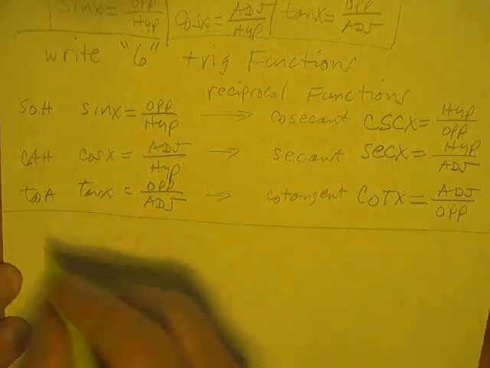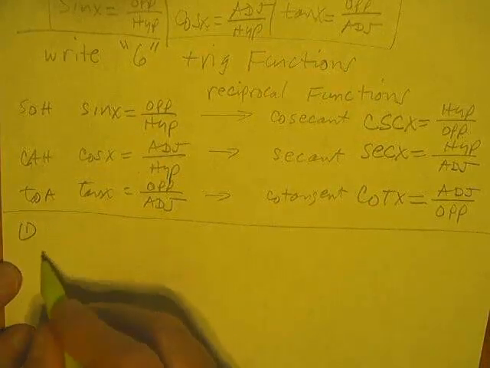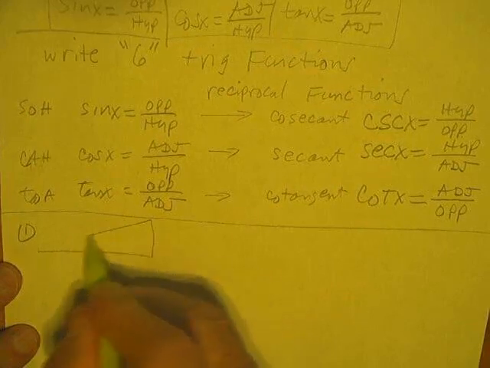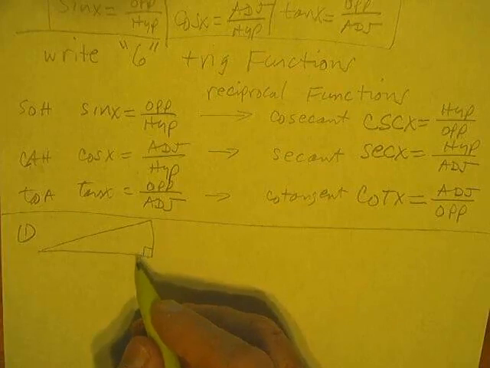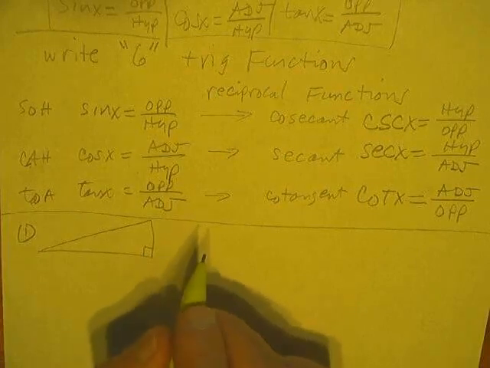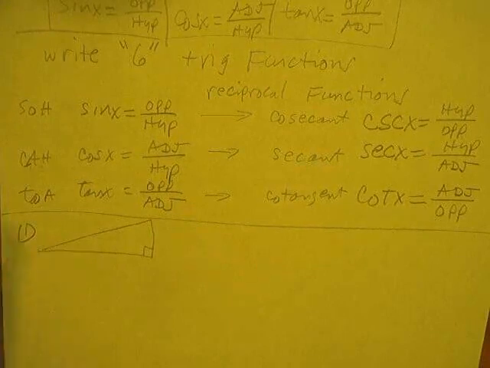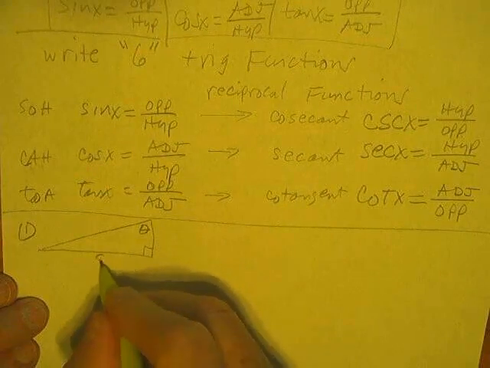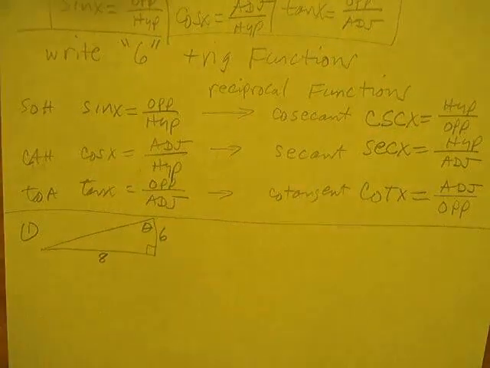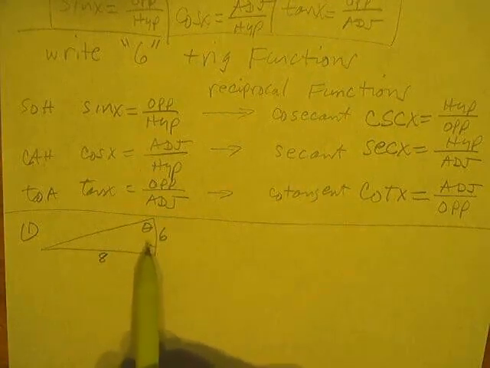Okay, so here's your first example problem, or number 1. On number 1, they're going to give you a right triangle. It's going to look like this: 8, 6, and theta. They're going to put theta up here. They're going to do 8 over there and 6 over there. Well, theta is a Greek letter. You're going to see it a lot.